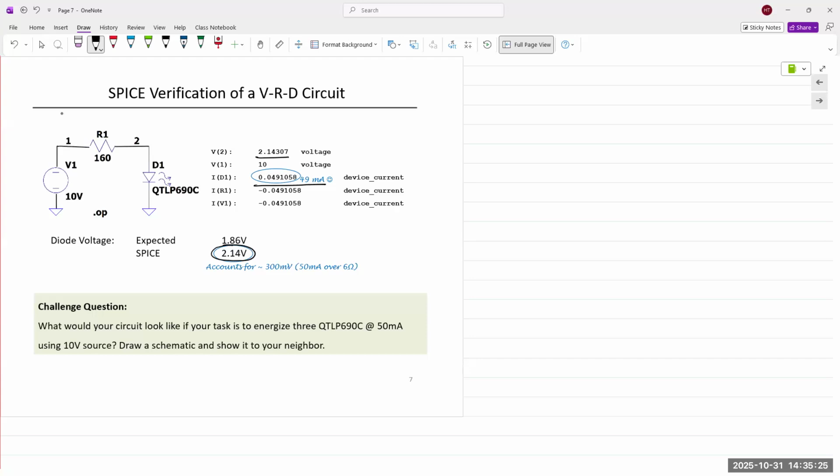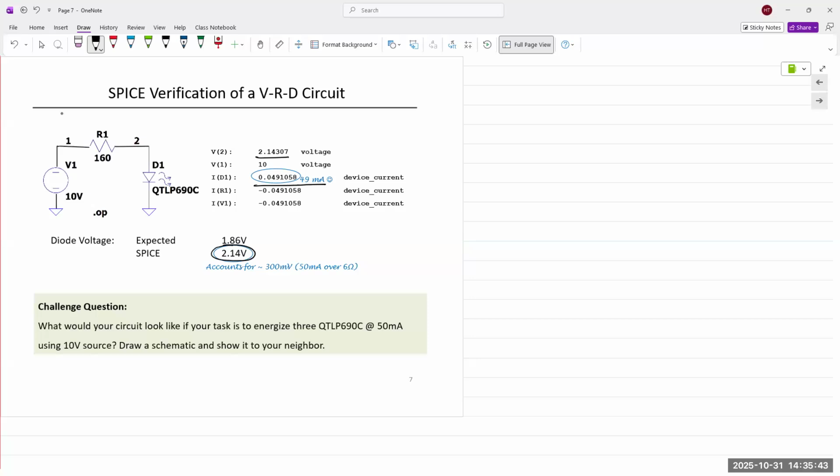The first is that our calculated resistor value was 163. In the simulation, we are plugging in 160 because that's the standard resistor value. And the second is we are ignoring RS in our calculations, whereas in the simulation, it's not ignored.